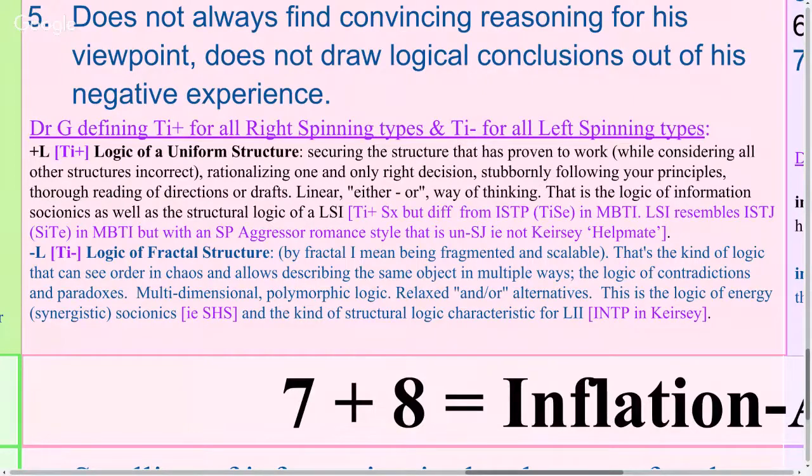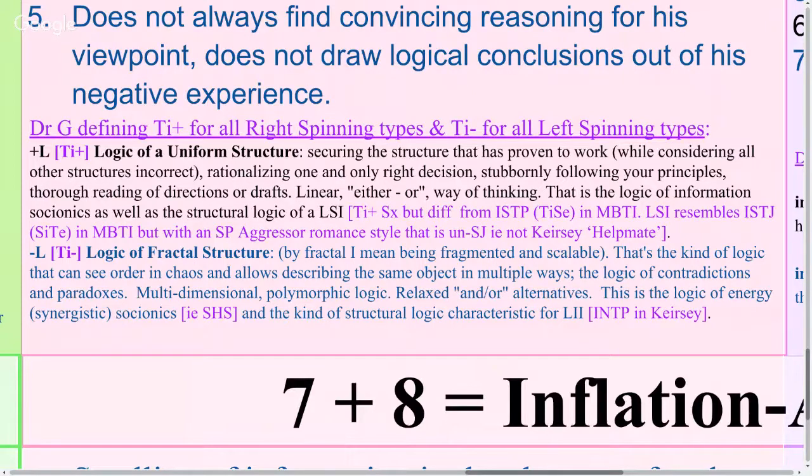Stubbornly following your principles. Thorough reading of directions or drafts. Linear, either or way of thinking. That is the logic of information socionics, as well as the structural logic of LSI. So what he's saying is that Model A and classical socionics is a little bit stubborn. Whereas his socionics, TI minus, a logic of fractal structure.